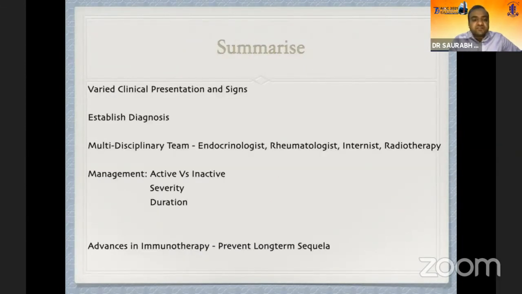So to conclude, thyroid eye disease has varied clinical presentations and signs. First, you should establish the diagnosis from the subtle symptoms and signs. Obviously, patients having proptosis and lid retraction are easy to pick up, but the challenge is diagnosing patients with minimal symptoms and signs. It requires a multidisciplinary team approach, and the management is based on whether the patient has active or inactive disease, the severity, and the duration on the Rundle's curve. Thank you. Sorry, I exceeded the time limit.